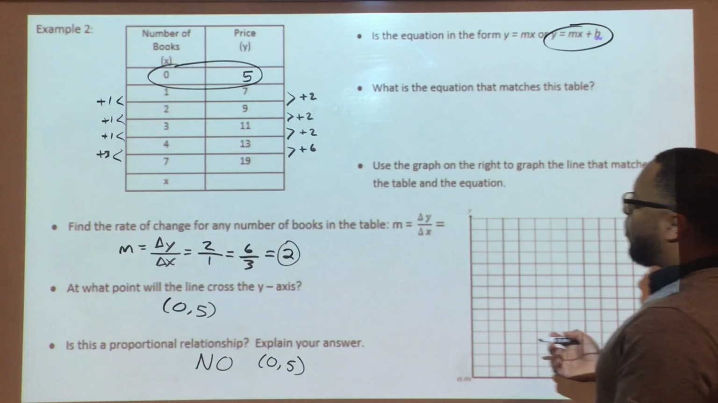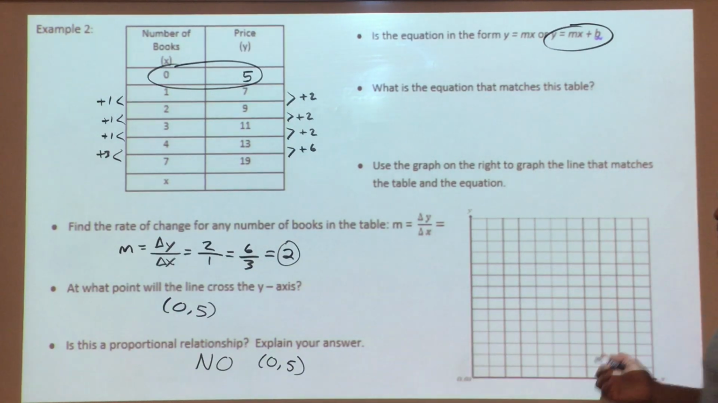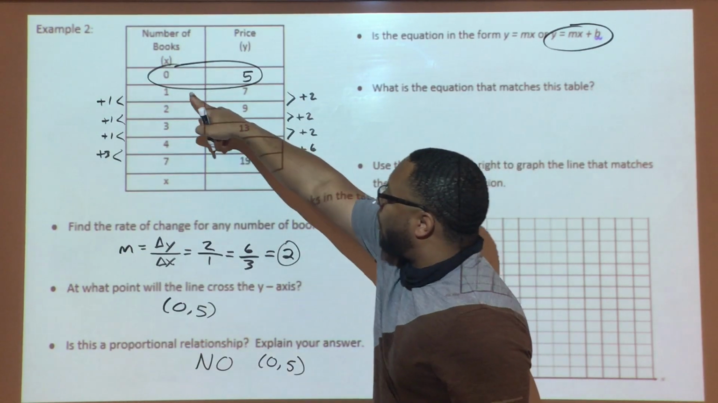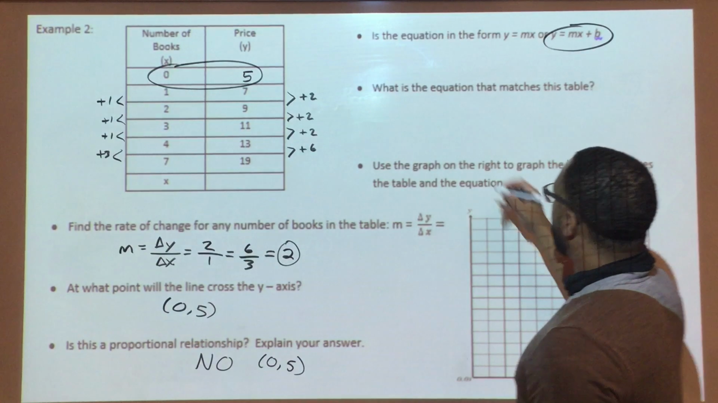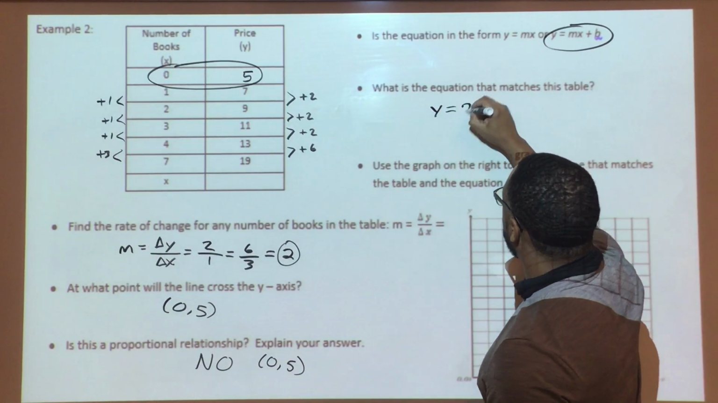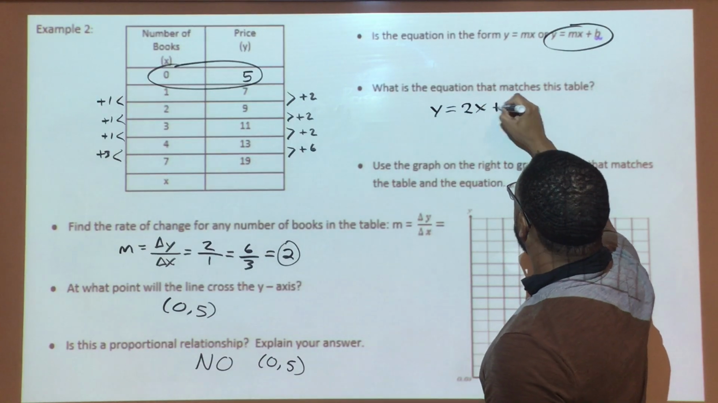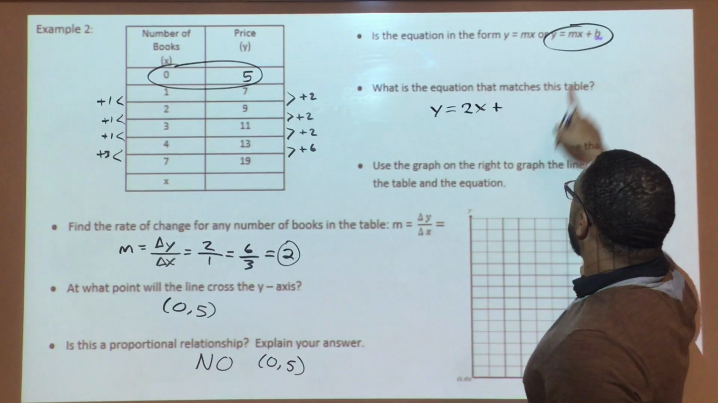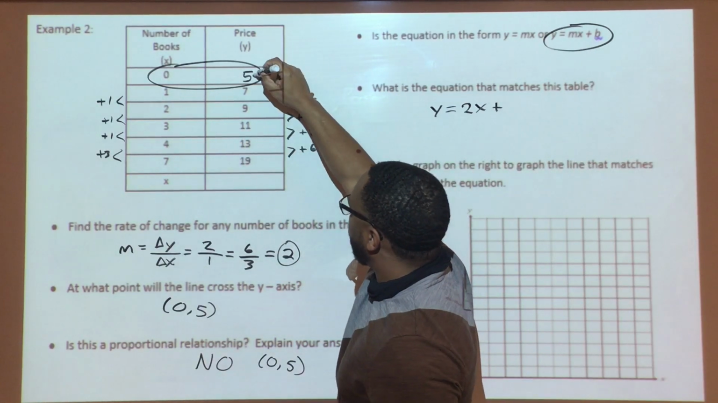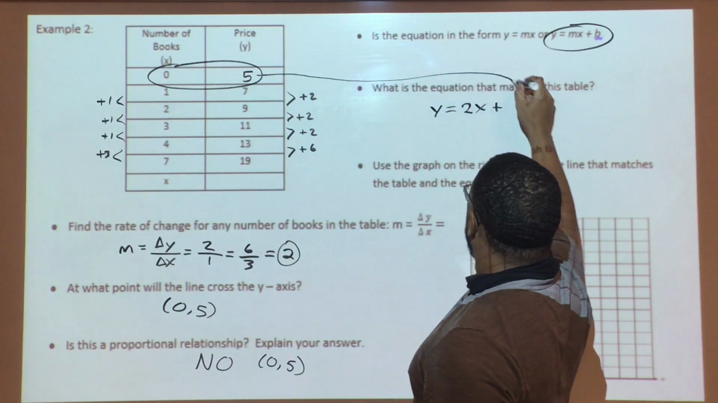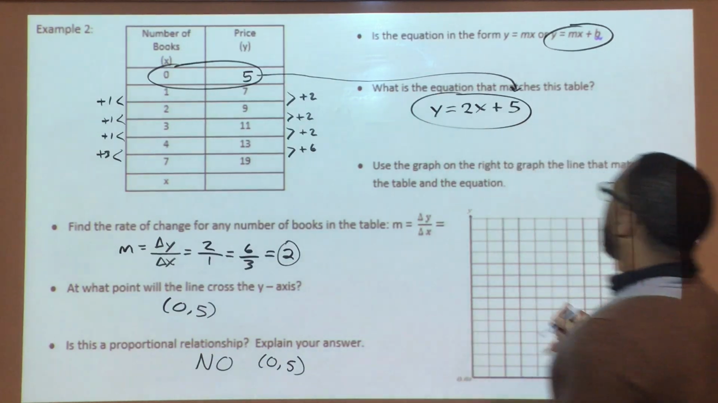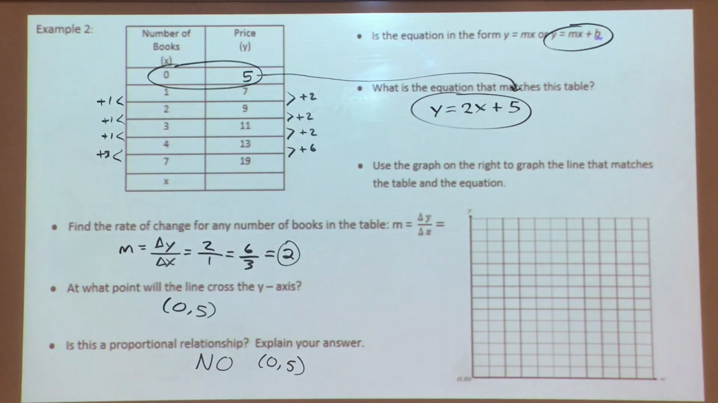And what's the equation? Well, I need to look at two critical things to figure out the equation. I need to look at the rate of change, and I need to look at where it crosses the y-axis. So this is what I do. My equation would be y equals, my rate of change is 2x plus, what is the b? The b is going to be the number when x is 0. So that 5, I'm just going to slap it right there. Y equals 2x plus 5. That is the equation for this line.